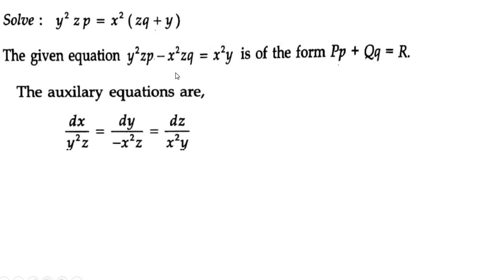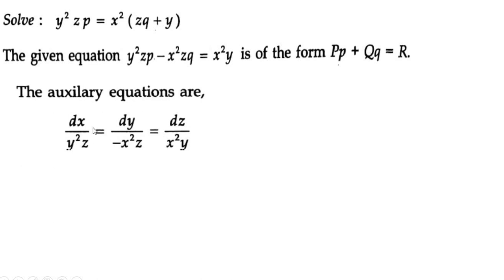When you compare this with the standard form, what is capital P here? y square z is capital P, so capital P into small p, minus x square z is capital Q, so capital Q into small q equal to capital R. So capital R is equal to x square y. After writing it in the standard form, we have to write its auxiliary equation in the form dx by y square z equal to dy by capital Q equal to dz by R.